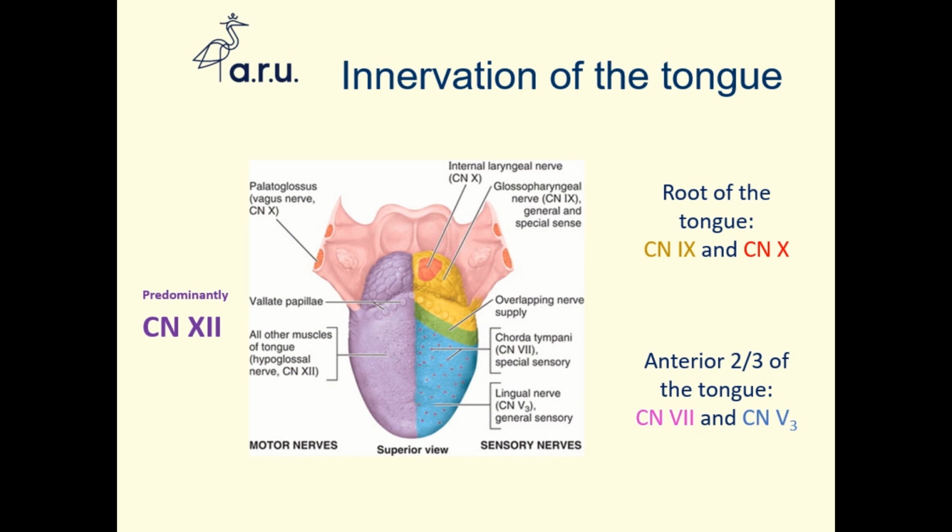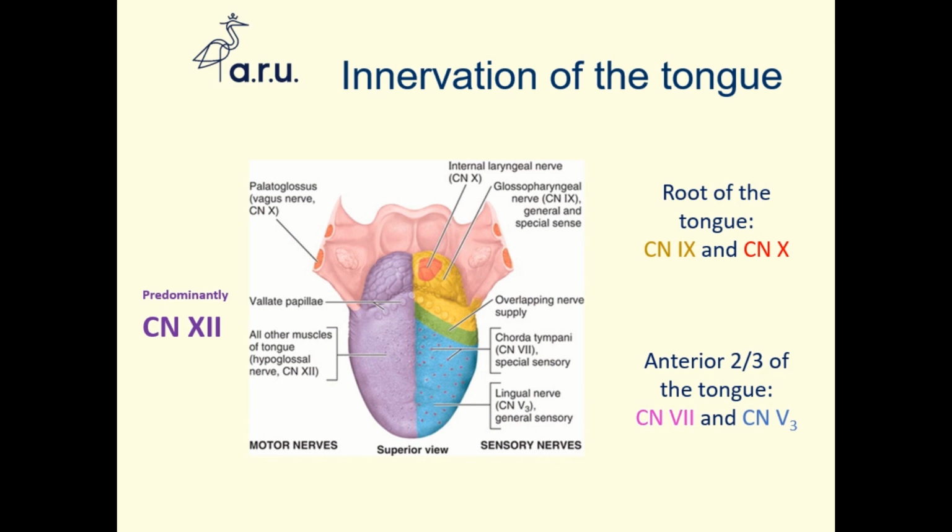So the anterior 2/3 of the tongue has its general sensory innervation coming from the lingual nerve, which is a branch of the mandibular division of the trigeminal, and the special sensation of taste is carried by the chorda tympani nerve, which is a branch of the facial nerve. The good thing is that the posterior 1/3 of the tongue has its sensory information, general as well as special, carried by a common nerve, which is the 9th cranial nerve, the glossopharyngeal nerve.